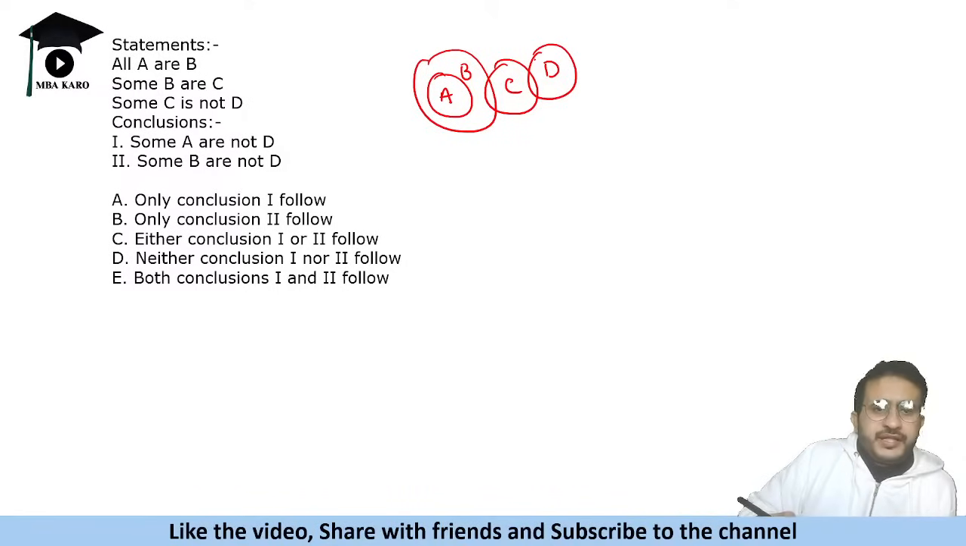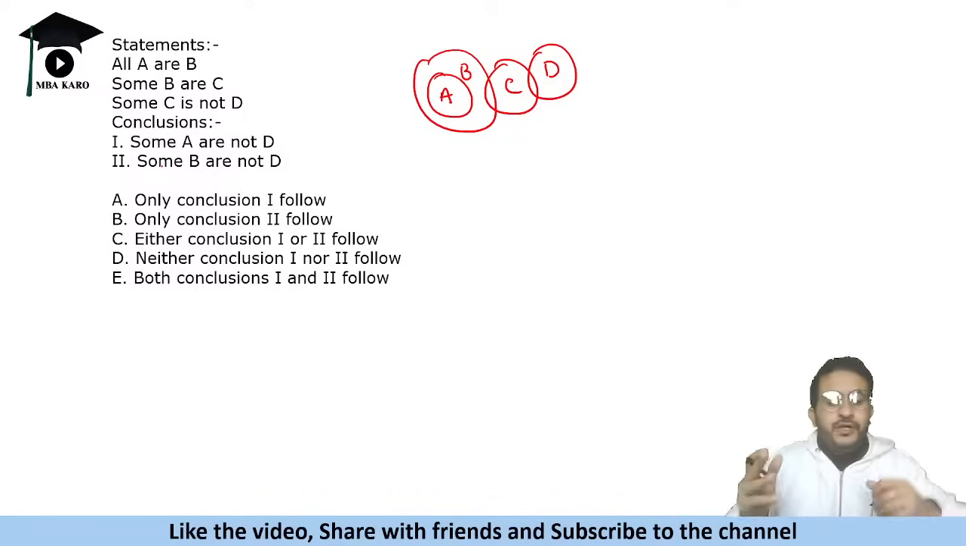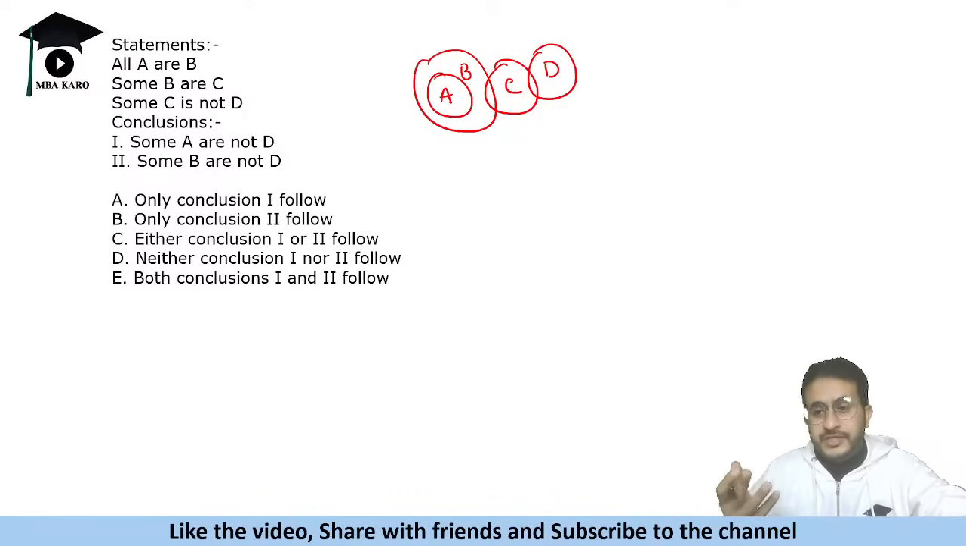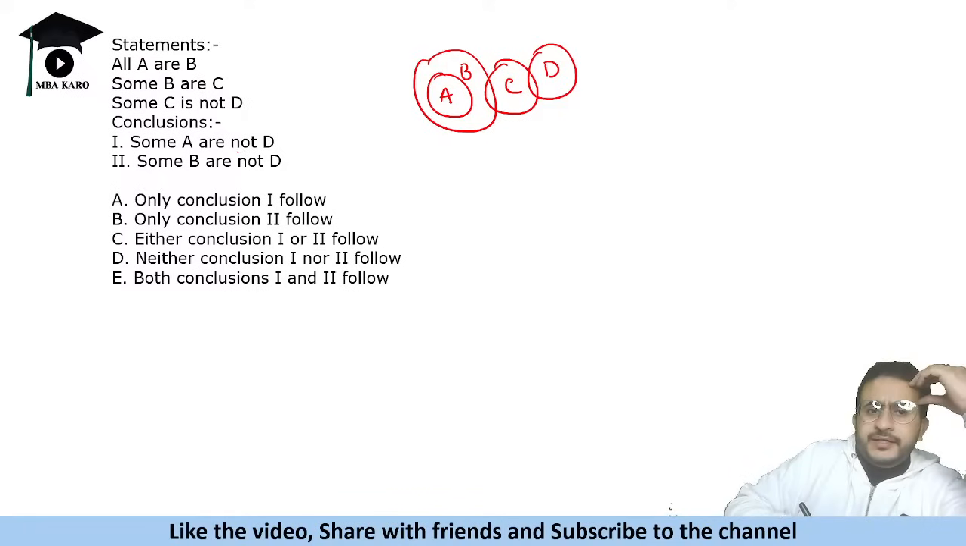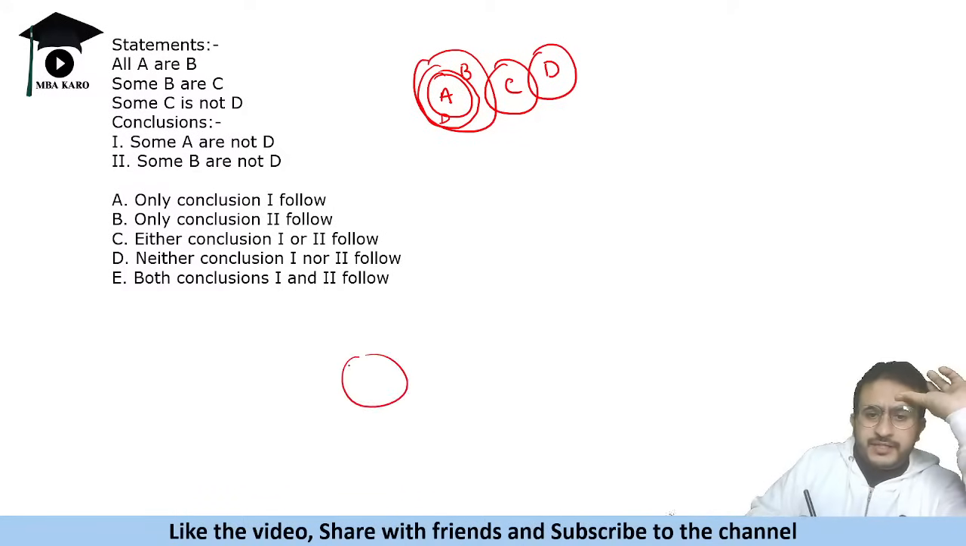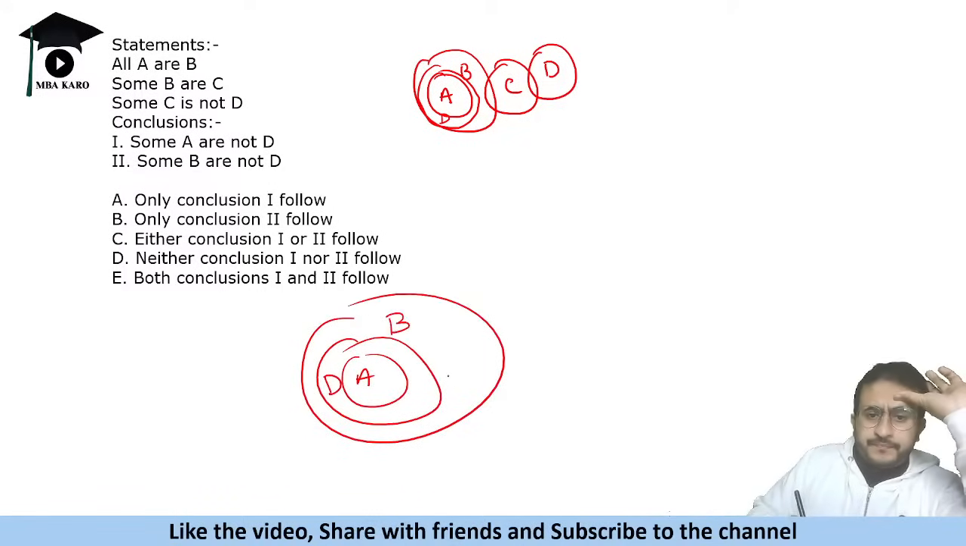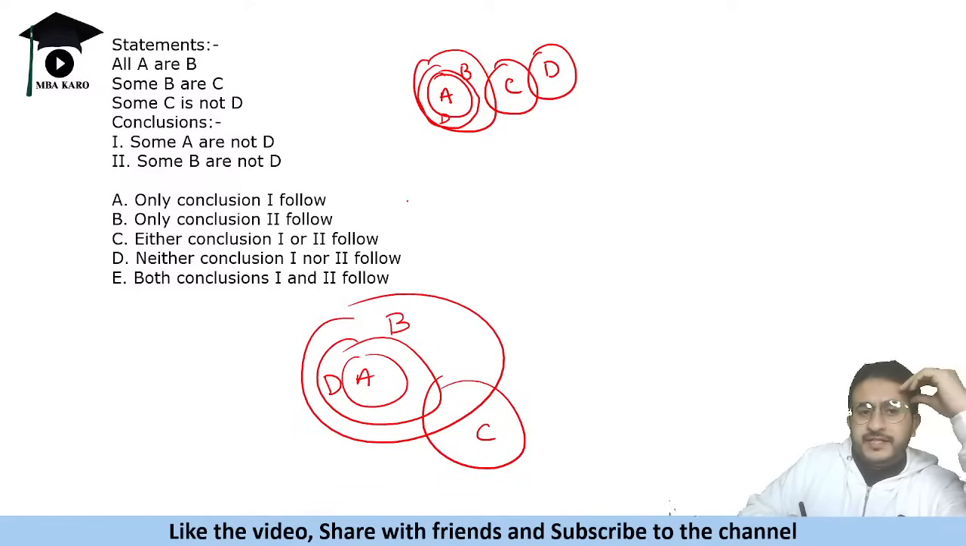So how do we reject it? We need not select the answer. We need to reject it. How do we reject it? The conclusion is some A are not D. What if all A are D? If we make an arrangement such that all A are D, doesn't it satisfy all the conditions?